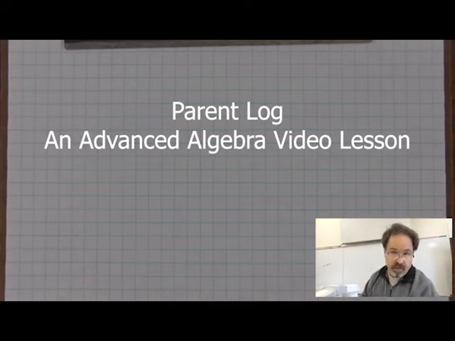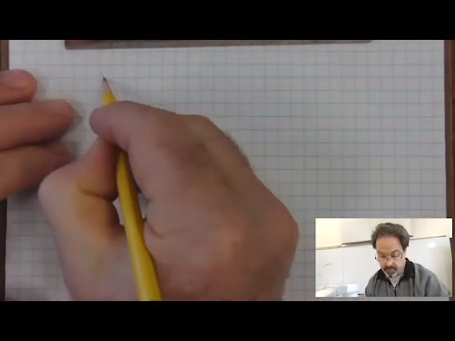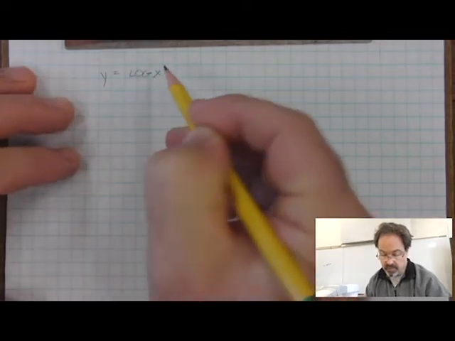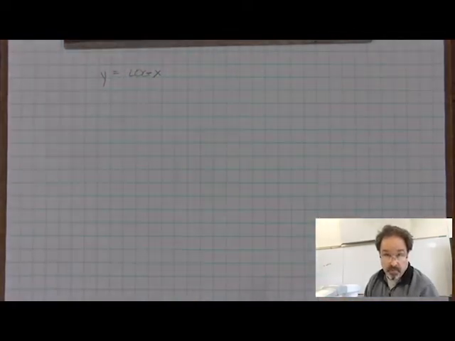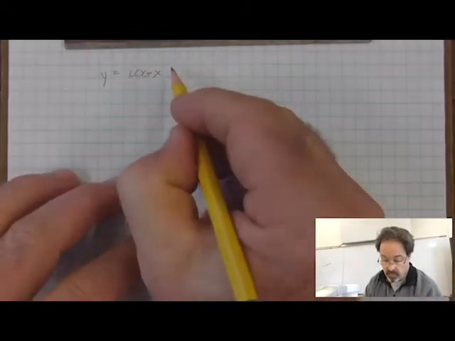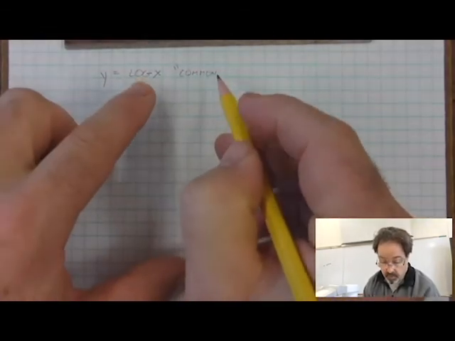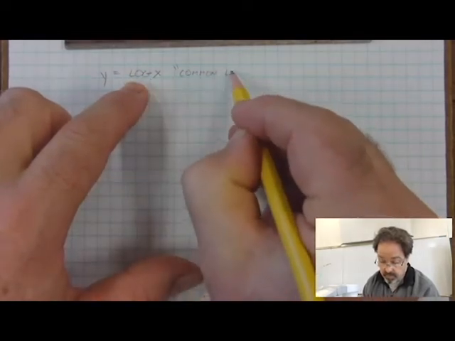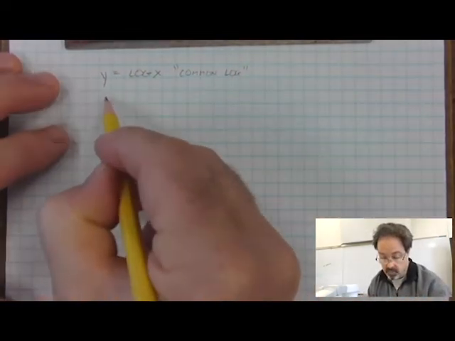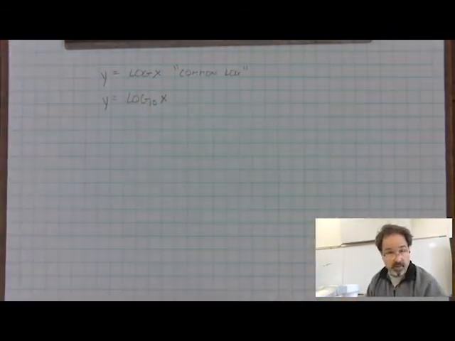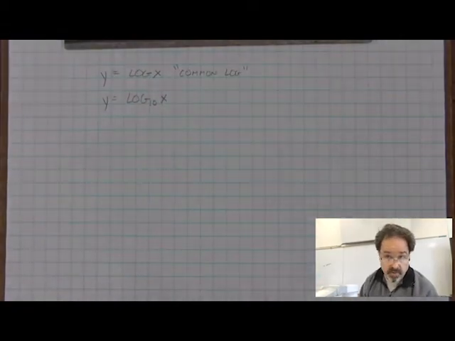This is a video lesson on parent logarithm. We can write the equation y is equal to log of x. This is the simplest logarithmic equation, so we call it the parent equation. We can also call this the common log, referring to the log base that isn't written here because it's 10. When we have a log base of 10, we could show it, but we don't have to. If you don't see it, it's implied that it is 10.